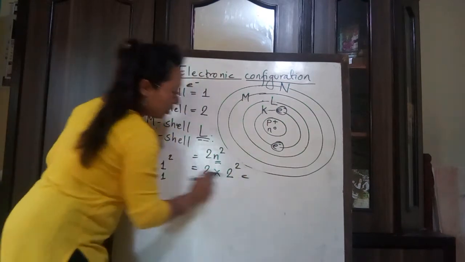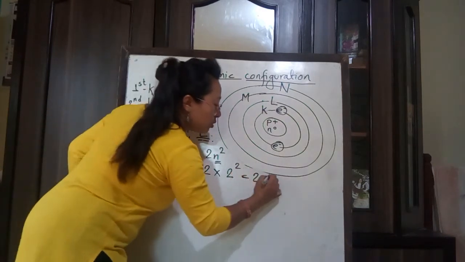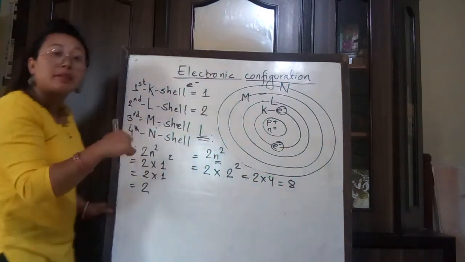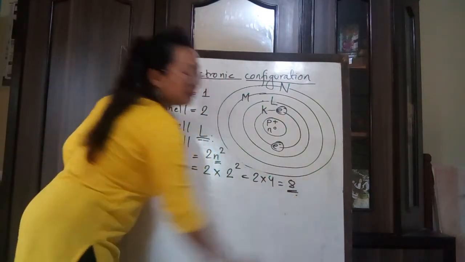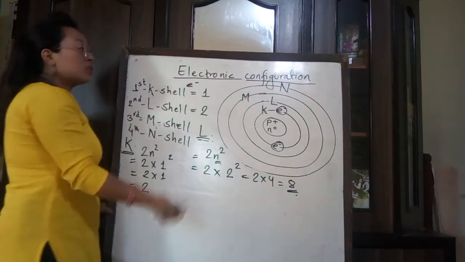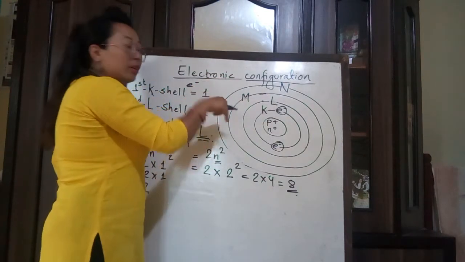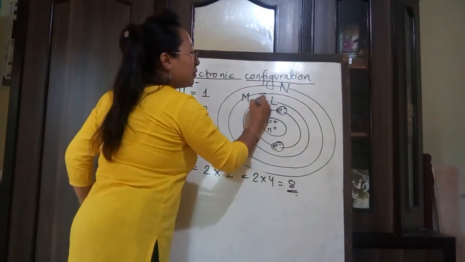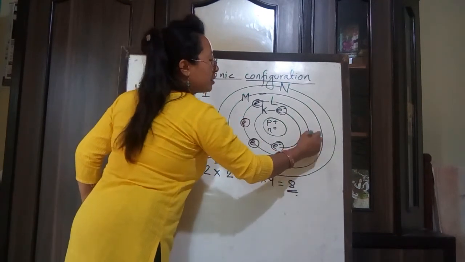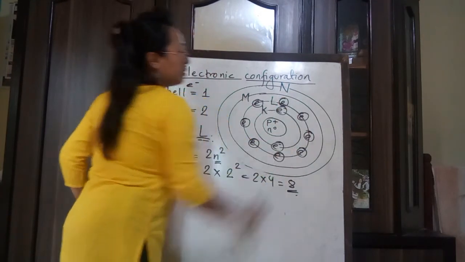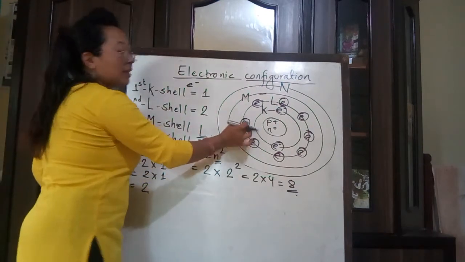So what will be the product? 2 square means 4. So 2 into 4, that is 8. That means how many electrons can the L cell hold? 8. The L cell can hold 8 electrons. 1, 2, 3, 4, 5, 6, 7, 8. Like this, 8 electrons can be held by the L cell.